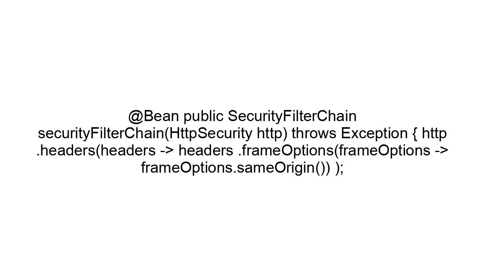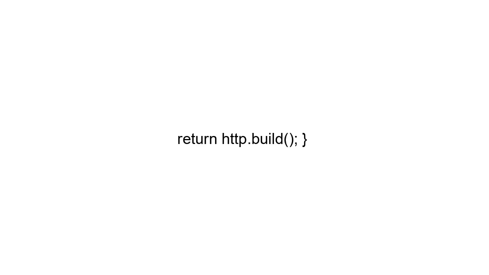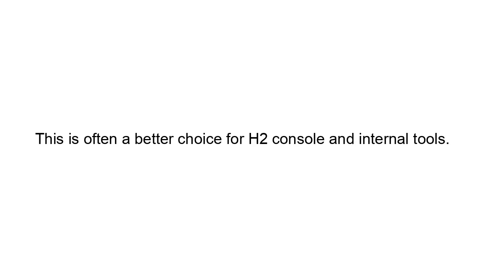Instead, you only want to allow framing from the same origin. That is more secure than complete disabling. Example: @Bean public SecurityFilterChain filterChain(HttpSecurity http) throws Exception { http.headers(headers -> headers.frameOptions(frameOptions -> frameOptions.sameOrigin())); return http.build(); } Example concept: allow same-site framing only means safer than allowing all framing. This is often a better choice for H2 console and internal tools.